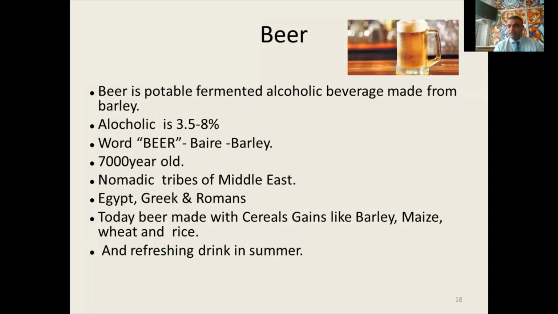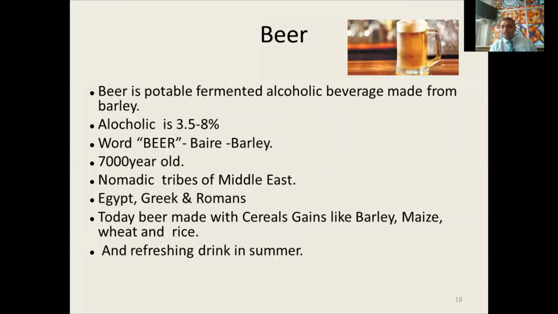Now, there's no surprise that beer can also be made with rice. Yes, we can make maize beer. Yes, barley is the traditional corn for beer, but we can make it with that also. So, as I repeat, traditionally beer is made from barley. And today, beer is one of the refreshing drinks, especially in summers.